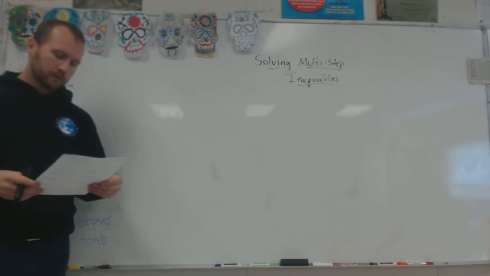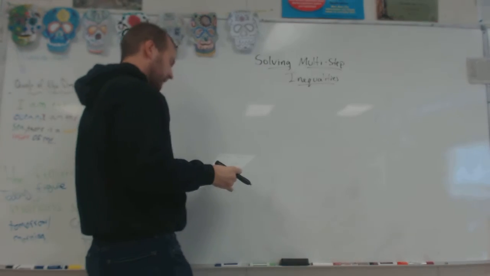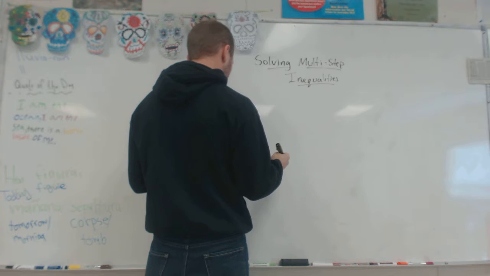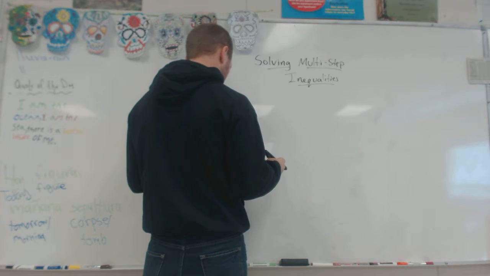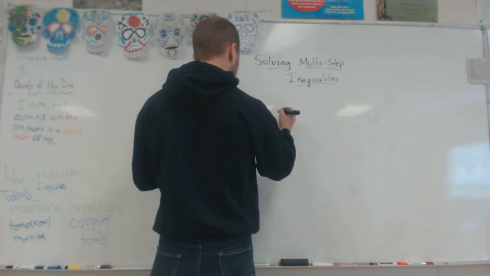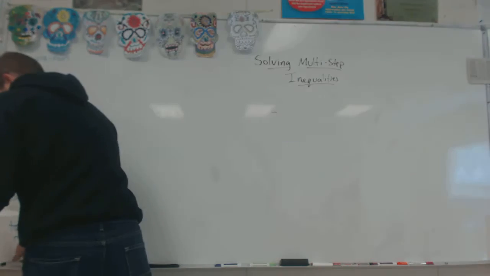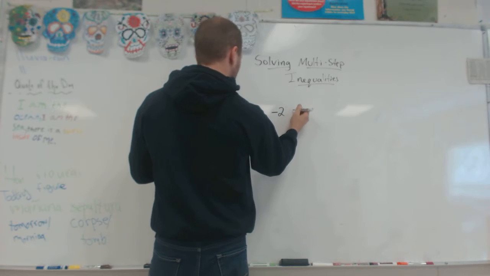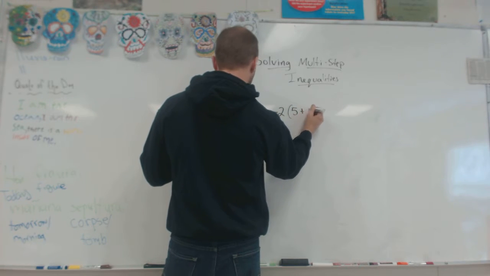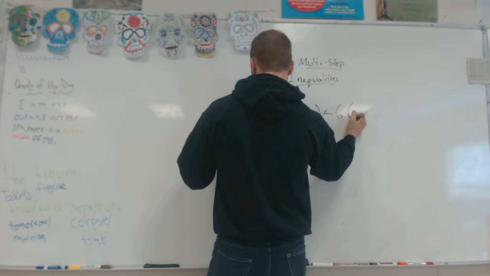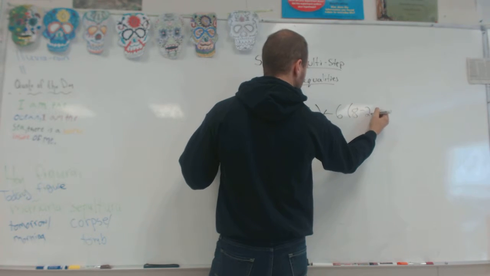Okay. That's our homework. Your homework is this sort of stuff. Now I'm going to give you a fairly complex one to do together. So this one is negative. Let me get a new marker. Negative 2 times 5 plus 6n is less than 6 times 8 minus 2n.